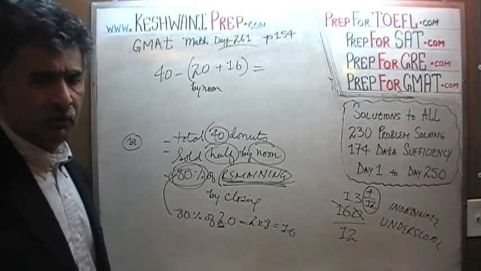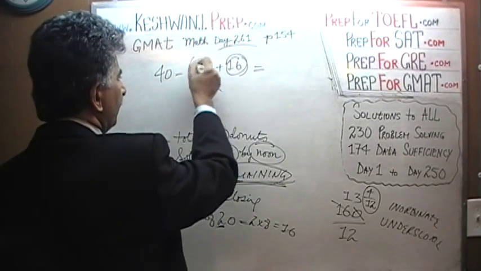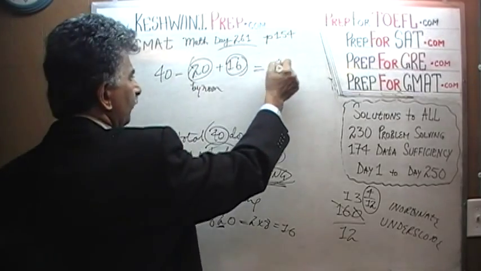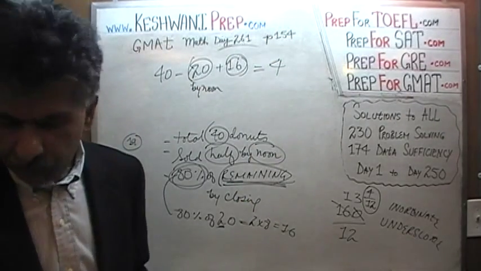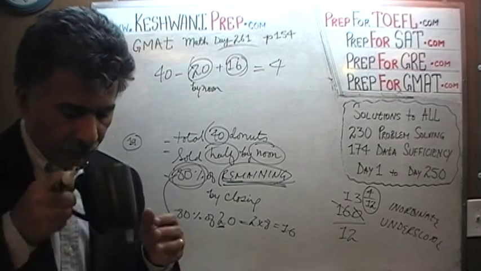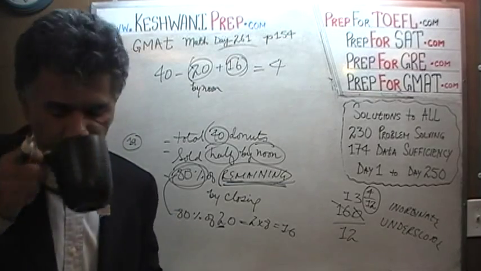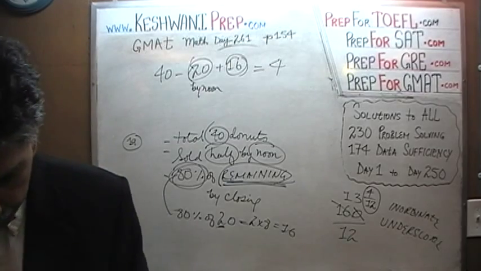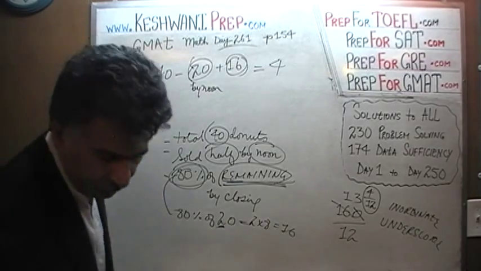So how many were unsold? Well, it's just 4. We have 16 here. This 20 was sold, half of them. The 4 are unsold. How many donuts were unsold at the end of the shop? At the end of the closing time, the answer is 4. Let's move on. Number 20.